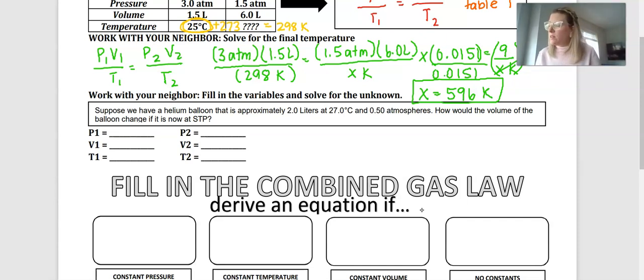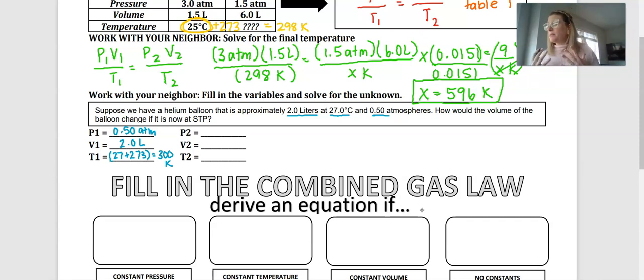So we know that we are starting with a volume of 2 liters, a temperature of 27 degrees. Do yourself the favor, automatically change that to Kelvin. So we have 27 plus 273. This is going to give us a nice 300 Kelvin even. Okay, and we are starting at half of an atmosphere, 0.50 ATM.